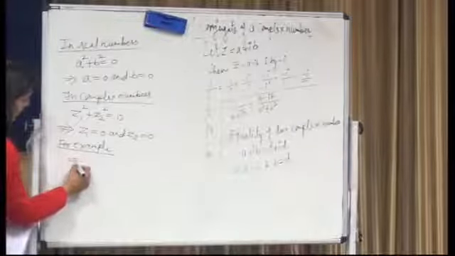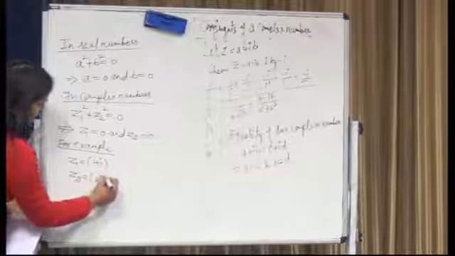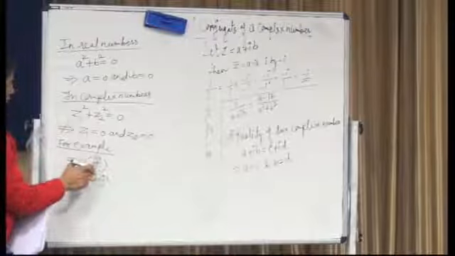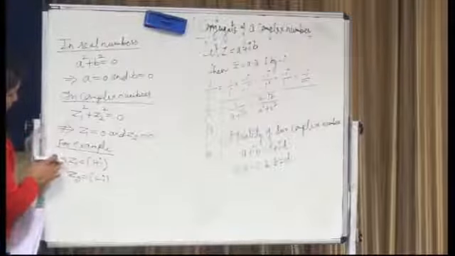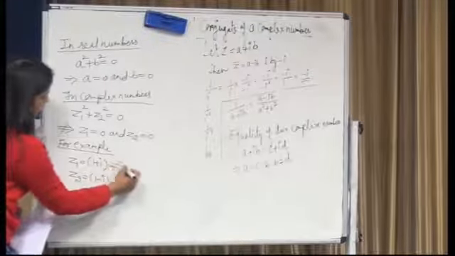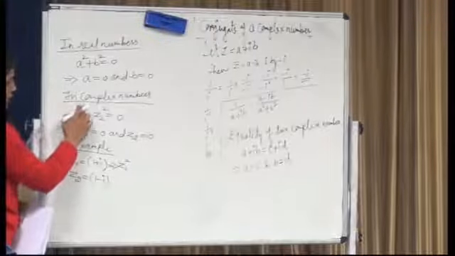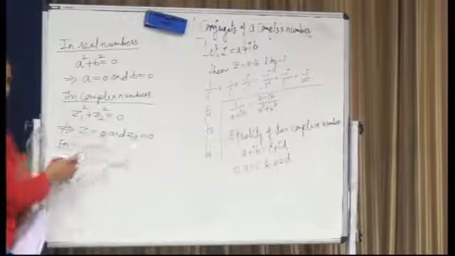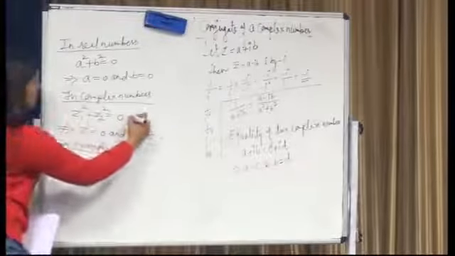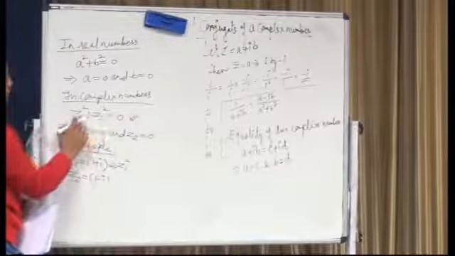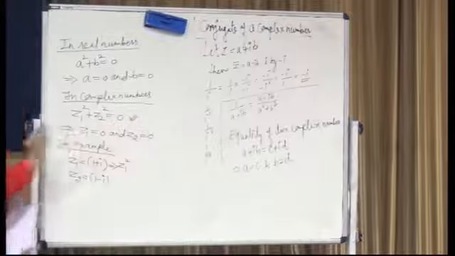So a simple example I am taking. I actually have a number of examples, but the simple one I am taking is 1 plus iota, 1 minus iota. I am saying that I have two numbers z1, z2. Their square sum is 0, but both are non-zero numbers. That will justify that in complex numbers, if the sum of squares of two numbers is 0, then it doesn't imply that both are 0.